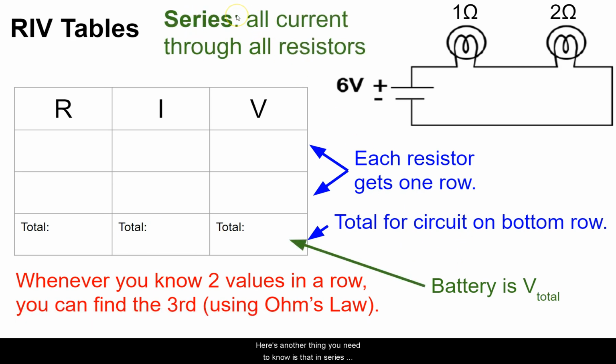Here's another thing you need to know: in series, all of the current goes through all of the resistors. It's just like you're on the highway and these are toll booths. Everybody has to go through each of these, there's no different pathway. That makes the current slower, but it also means that all of the resistance just adds up. Okay, so I'm going to show you how to do this calculation now.